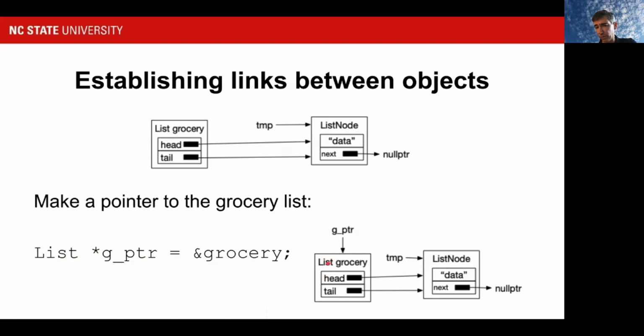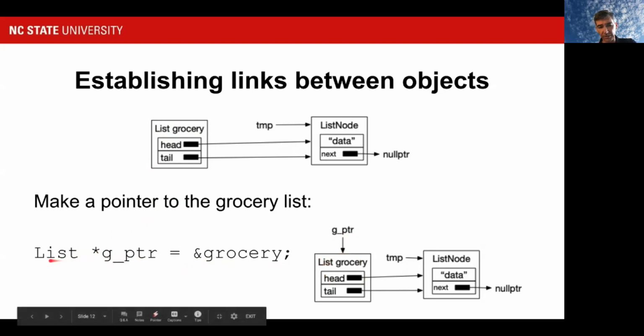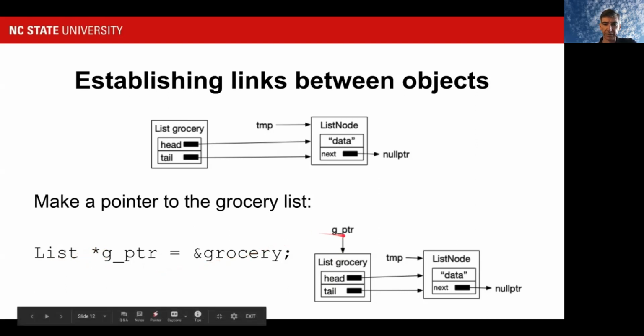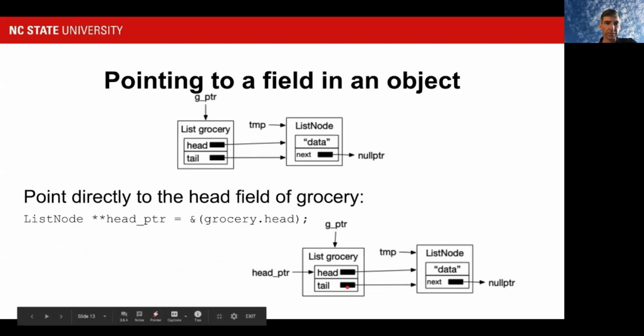And since it's a pointer to a list, it has to have this type list star, right? It has to. There's no other way to represent a pointer to an object other than using that star after the object's name. Okay, then now that I have this pointer to a grocery list, I could say G underscore pointer arrow head or arrow tail to access those fields.